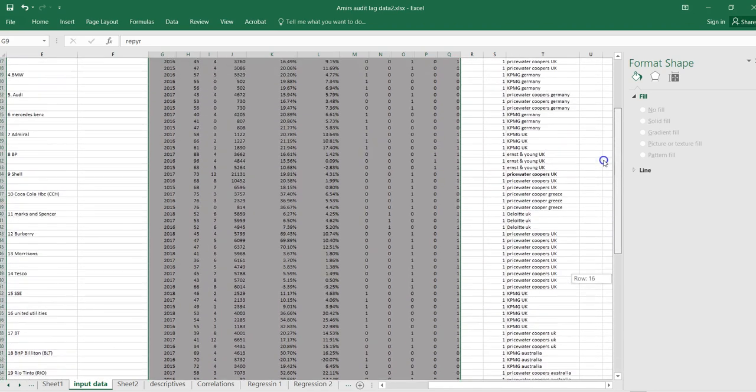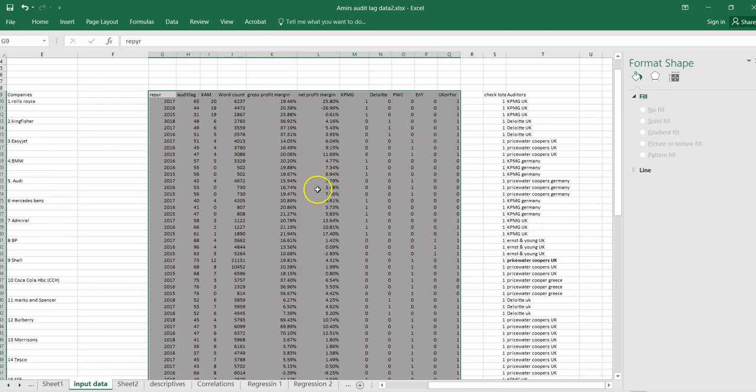And he has prepared this wonderful set of data with the variables as columns and the cases as rows. So this is one instance, as you can see, of Rolls-Royce. Their audit lag in days, presumably. Key audit matters, I'm not sure what M stands for. Word count, gross profit margin in 2017 for Rolls-Royce. So those are the data.